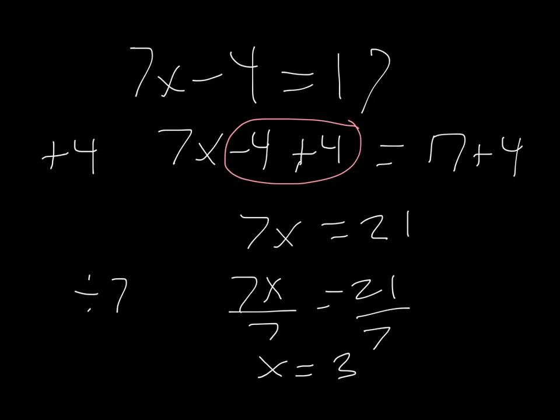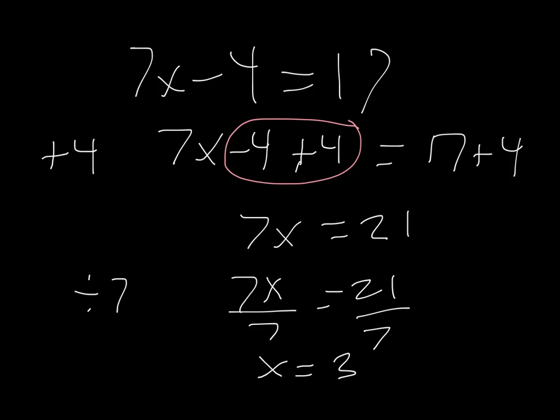But again, this step and this step are not necessary. They just sometimes help people sort things out if they're having a hard time. So you can always check and see if this is right too. Take this and put it in here and see if it works. 7 times 3 is 21, minus 4 is 17. That's true, so it works.